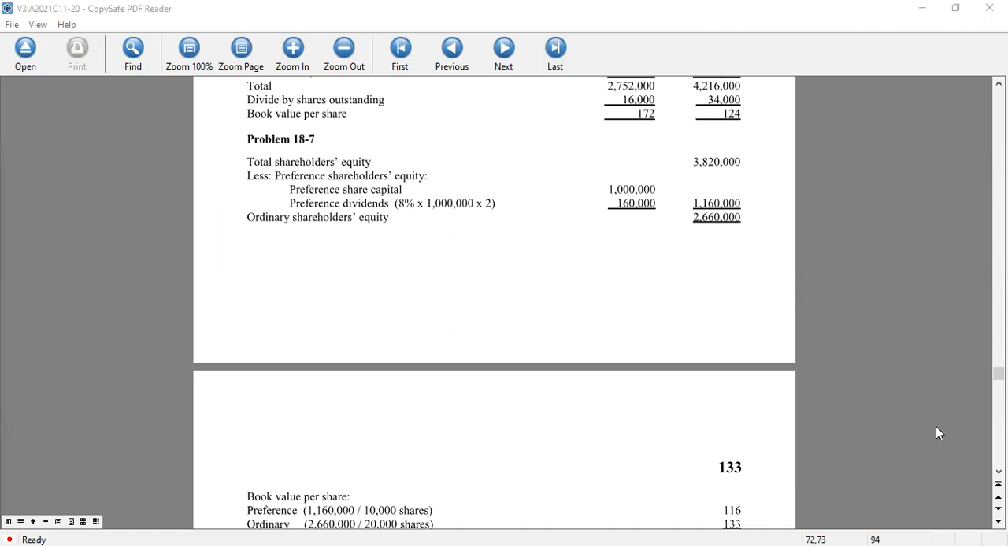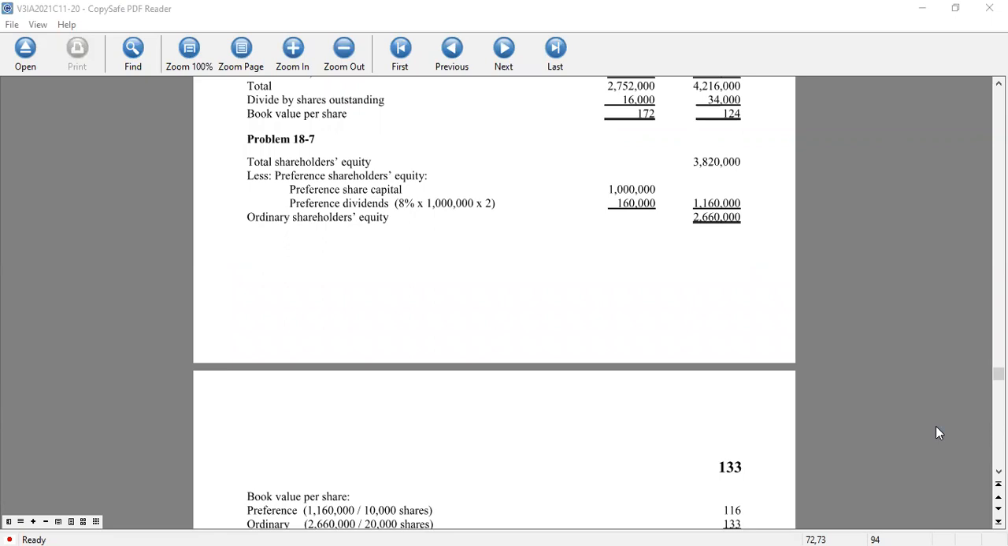The entity reported the following shareholders' equity on December 31, 2021. So we have now cumulative preference share capital, ordinary share capital, share premium, retained earnings, and treasury shares at cost of 300,000. So the net shareholders' equity is 3,820,000. Dividends on preference share are in arrears for 2 years, including the current year. So now we have the computation as per requirement.